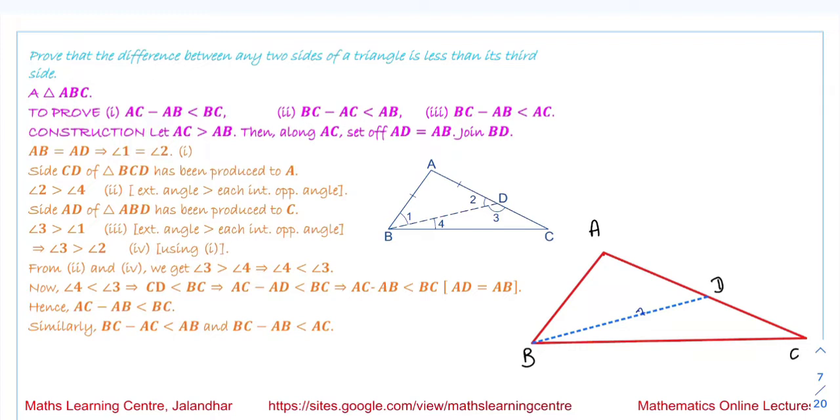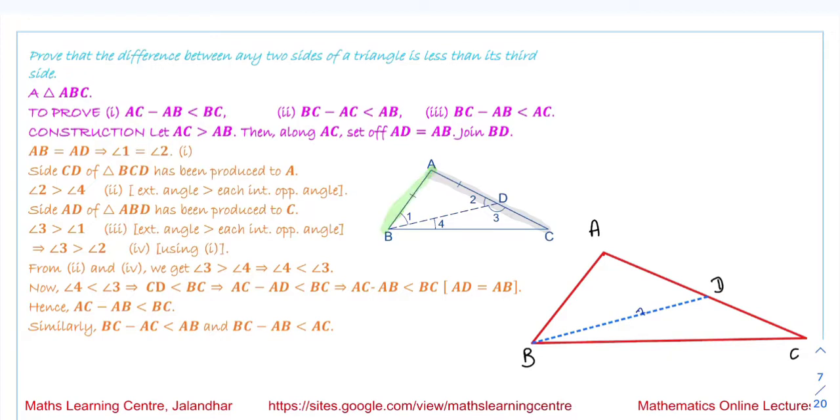So in this case, ABC is a triangle. We are considering that all these sides are of different length, because if any two sides are of the same length, then there is not much to prove. So we consider that AB, BC and CA are of different length. And suppose that AC is greater than AB. This AC length is greater than the length AB.